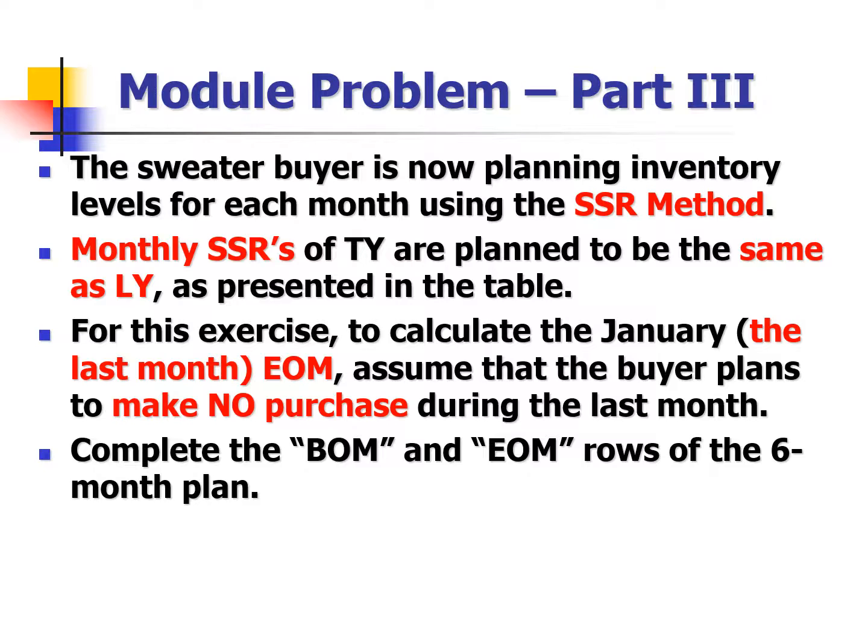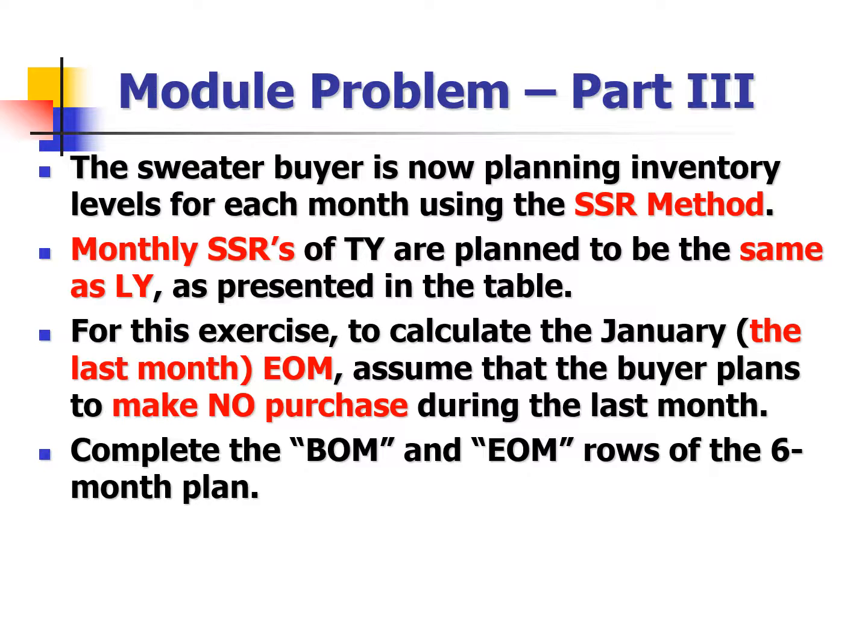And for this exercise, to calculate the EOM of January, which is the last month of the season, we're going to assume that the buyer plans to make no purchases. So we have just learned different cases of the last month EOM planning, right? We are going to utilize the case where we are not going to make any purchases. If that's the case, then how are we going to calculate this last month or January EOM? You have to think about it.